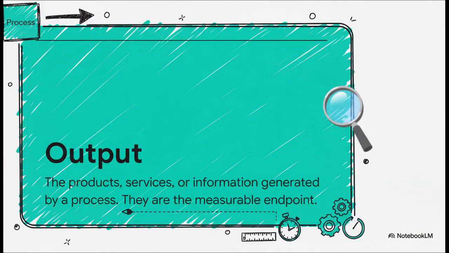And all that transformation leads us, finally, to the output. This is the finished thing, the product or service you get at the very end. For our baker, it's that beautiful three-tiered wedding cake, all boxed up and ready to go. The output is the tangible, measurable result of that whole sequence.